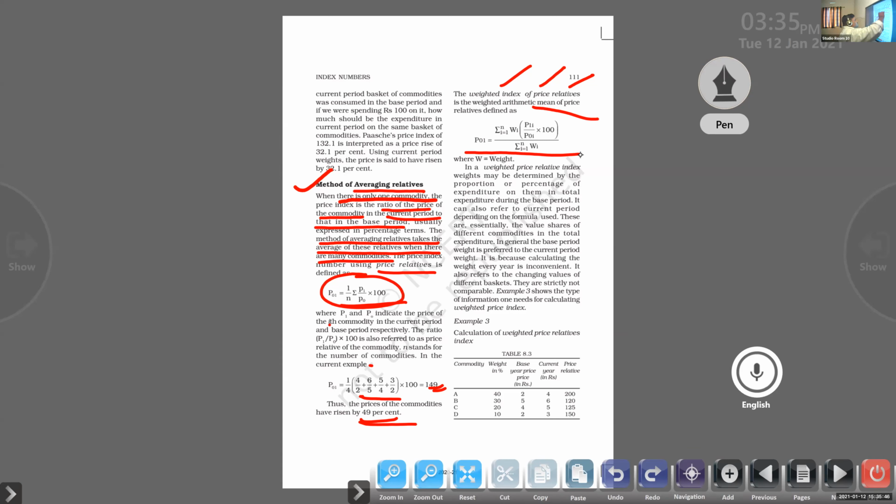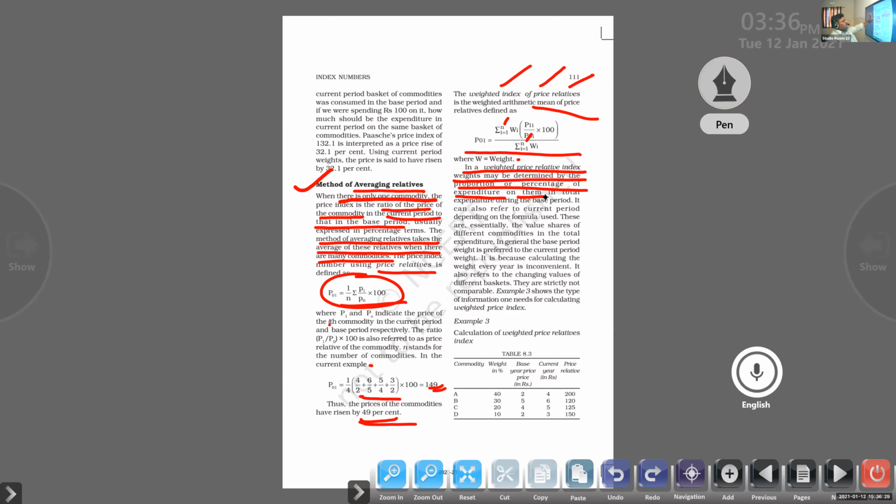Here n is the superscript, so write that properly. In this equation, W is equal to weight. We are considering the quantity here, right? So in the weighted price relative index, weights may be determined by the proportion of the percentage of expenditure on them, on different commodities. Underline that.